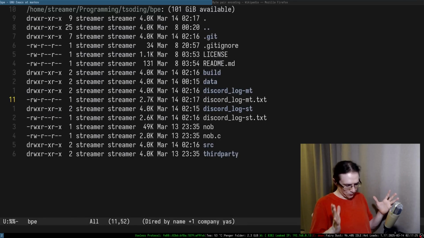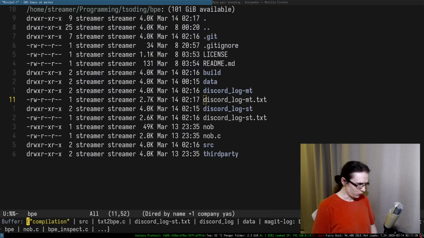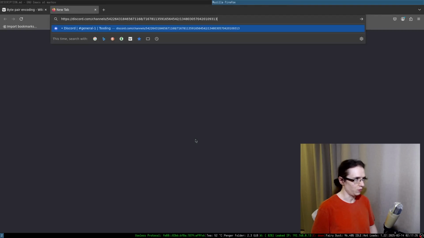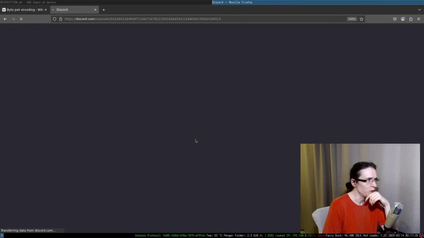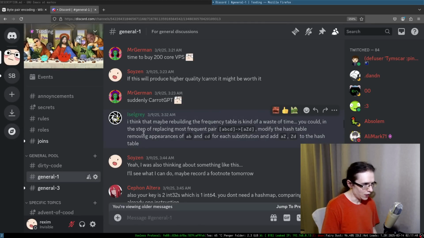But after the session where we did the multi-threaded implementation in our Discord server, let me find the message where we had a discussion about that. So let me quickly open it up. Discord is insanely slow. So Isel Gray suggested a pretty cool idea.